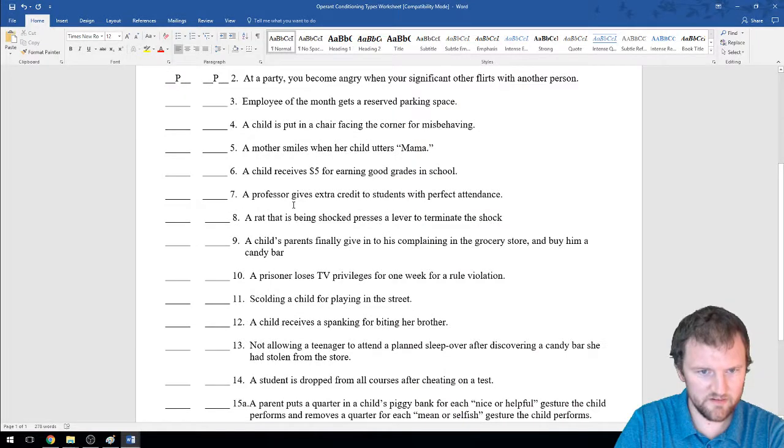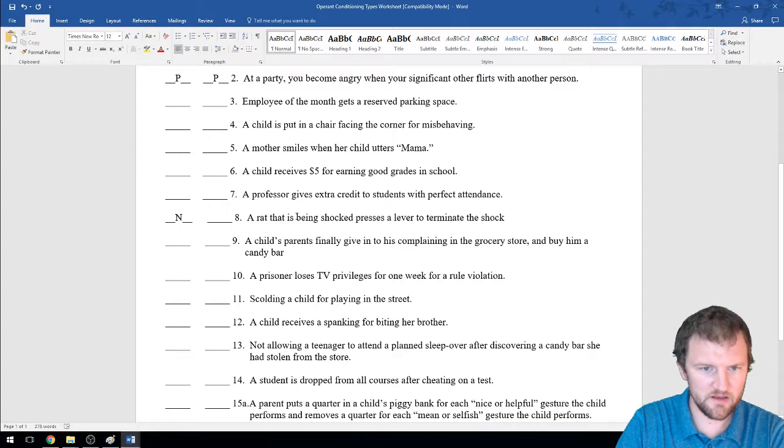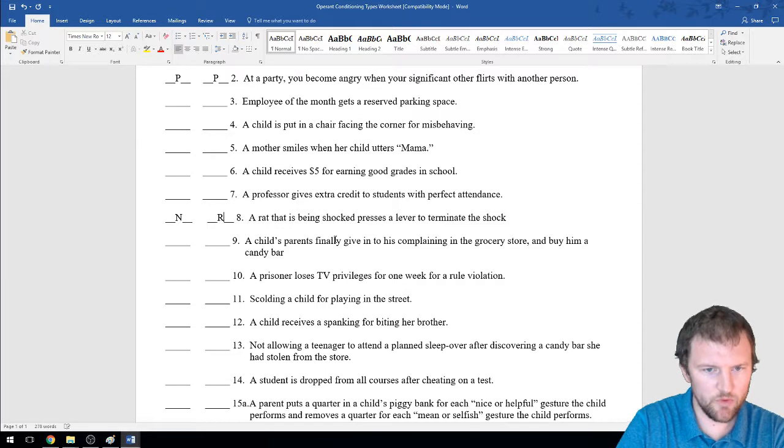Let's skip down a little bit to some of the harder ones. Ah, this one's hard. A rat that is currently being shocked presses a lever and the shock goes away. Is something being added or taken away? This one's more complex than a lot of them. The shock is being removed, so that would be negative because we're terminating or stopping the shock. And now, is that going to make the rat press the lever more or less often? It's going to make the rat press the lever more often, so that's reinforcement.